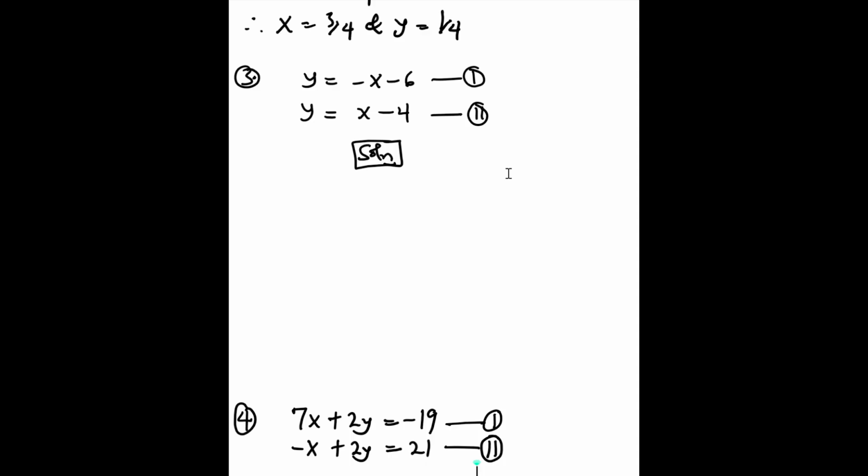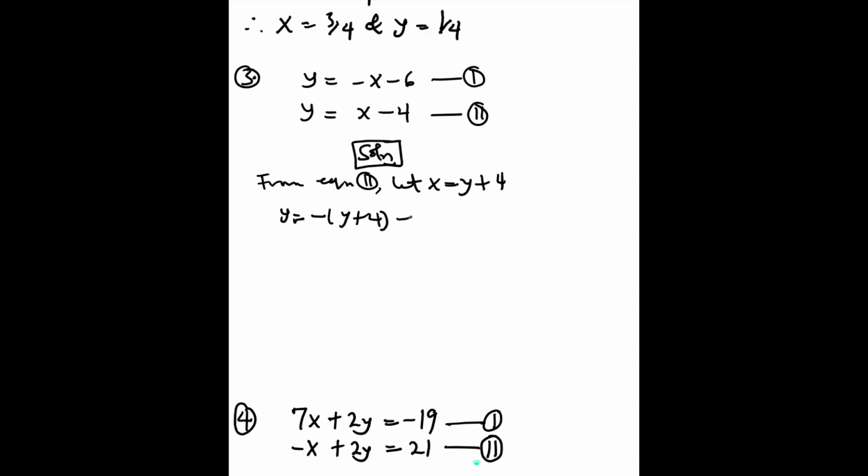So in this question we have y equals minus x minus 6 for equation 1, and y equals x minus 4 for equation 2. So from equation 2 we can let x equals y plus 4. Okay, so we are going to substitute x equals y plus 4 into equation 1.